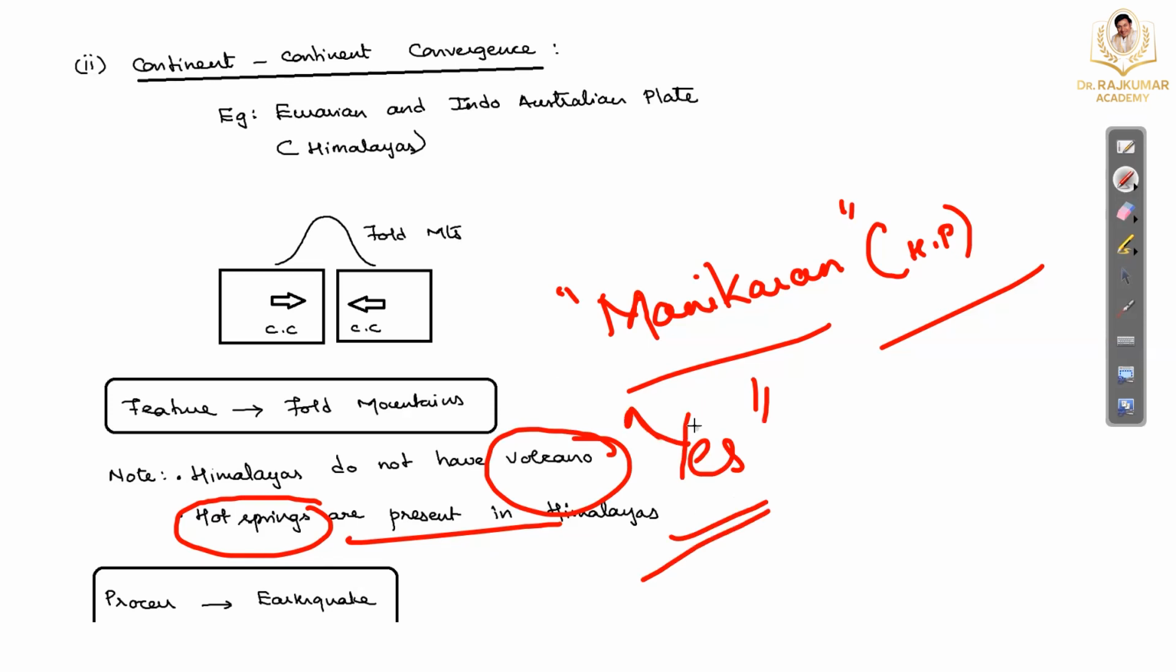Okay. In the Himalayas, volcanic activity or volcanism is not there. I do not have volcano, but hot spring is there. See, what is the clarification? Geysers cannot exist without volcanic activity, but hot springs can exist without volcanic activity. That also as a sentence, if you want, you write it. Geysers are always associated with volcanic activity.